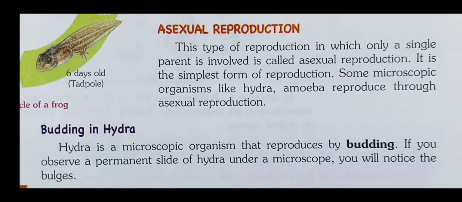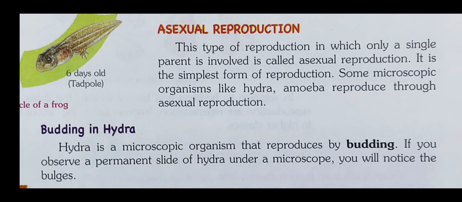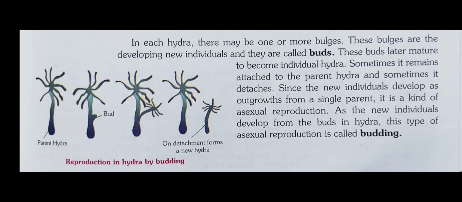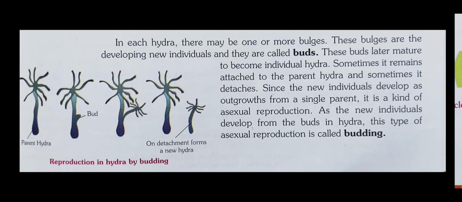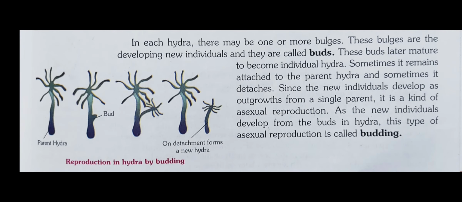Hydra is a microscopic organism. First, budding in hydra. Hydra is a microscopic organism that reproduces by budding. If you observe a permanent slide of hydra under a microscope, you will notice the bulges. Okay children, you can see here an example of hydra. In each hydra there may be one or more bulges. These bulges are developing new individuals and they are called buds. These buds later mature to become individual hydra.